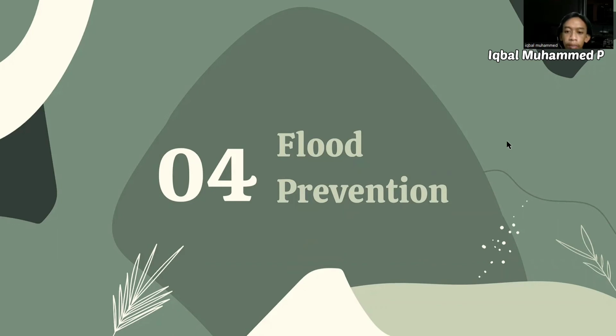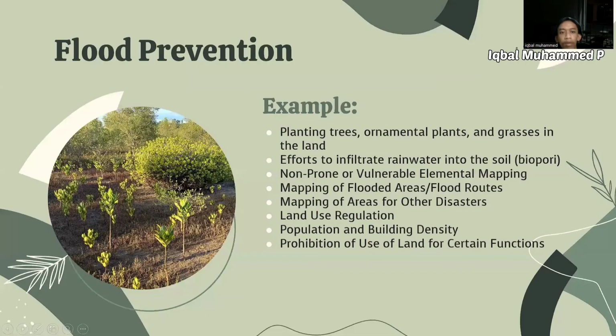For flood prevention. Flood prevention example: planting trees, ornamental plant, and grass in the land to effort to infiltrate rainwater into the soil or biopori. 3. Non-prone or vulnerable elemental mapping. 4. Mapping of flood areas or flood roads.